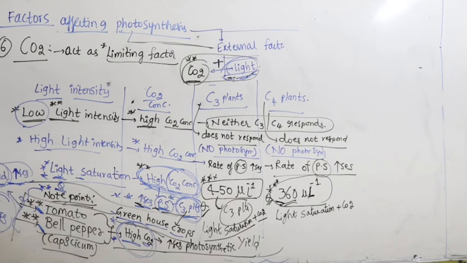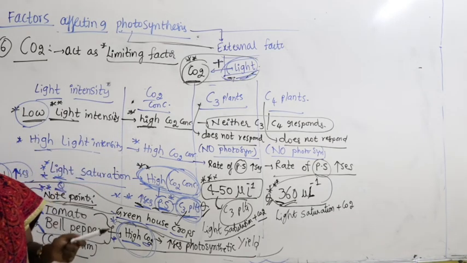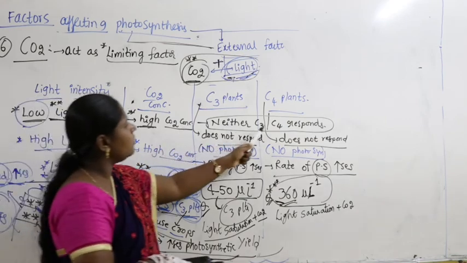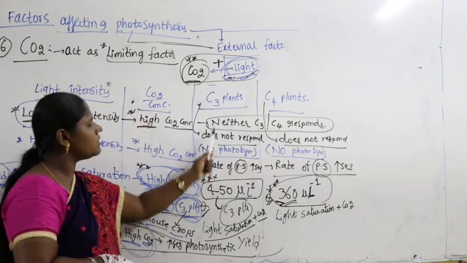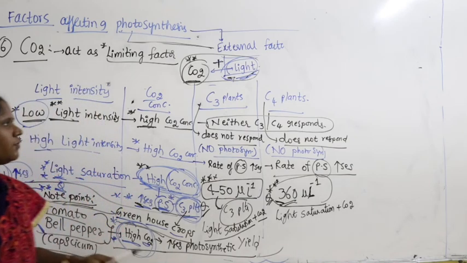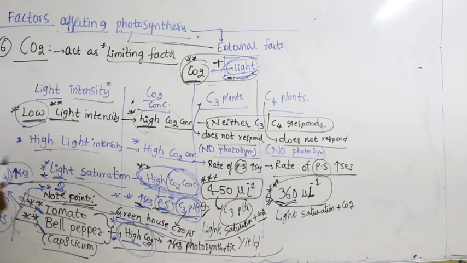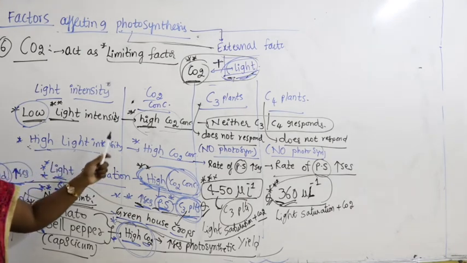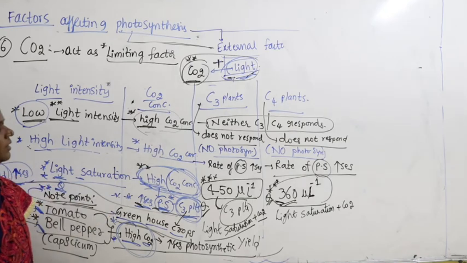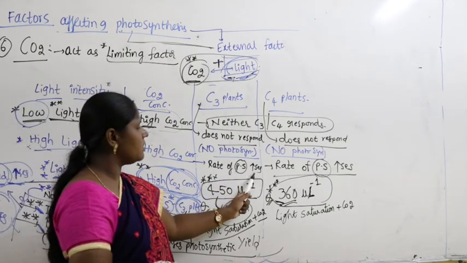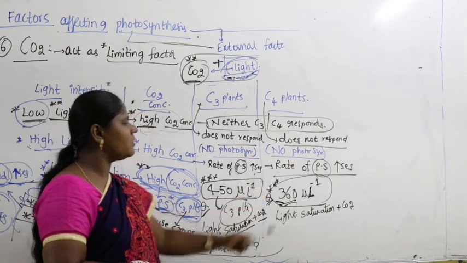If you take the intensities, imagine light intensity is low and carbon dioxide concentration is high, then what happens? Neither C3 nor C4 responds. That means no photosynthesis in C3 and no photosynthesis in C4. Even though the carbon dioxide concentration is high, light is the most important factor. Low light cannot support photosynthesis. Suppose light is increased to high intensity with high carbon dioxide concentration; then it is observed that the rate of photosynthesis increases in both C3 and C4.